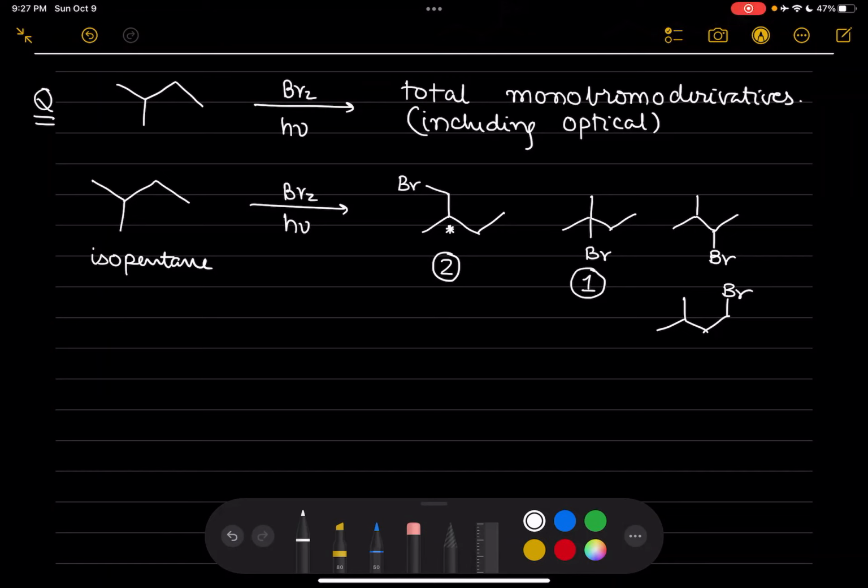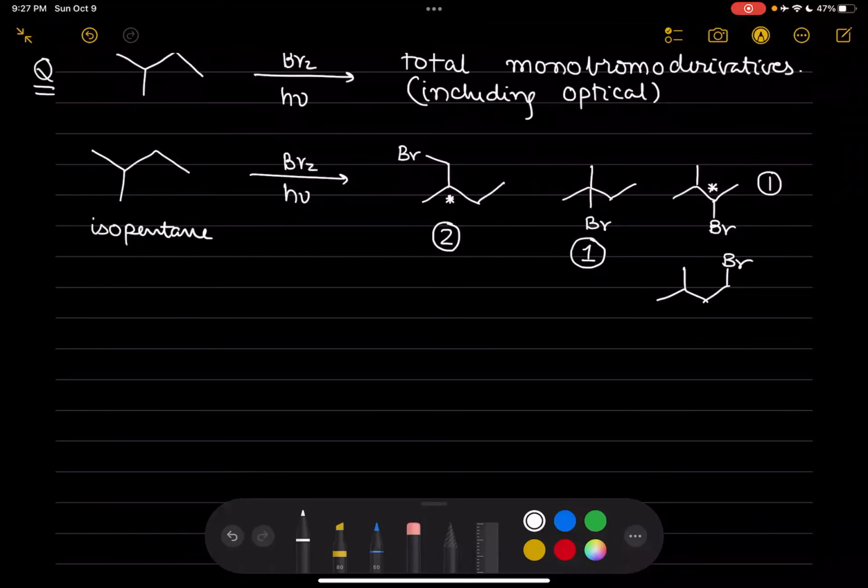And how many chiral carbons does this one have? Two, right? One chiral carbon. You need to be very careful. So this is one chiral carbon, that's it. And this one? This is going to be two, not one. I've written it by mistake.